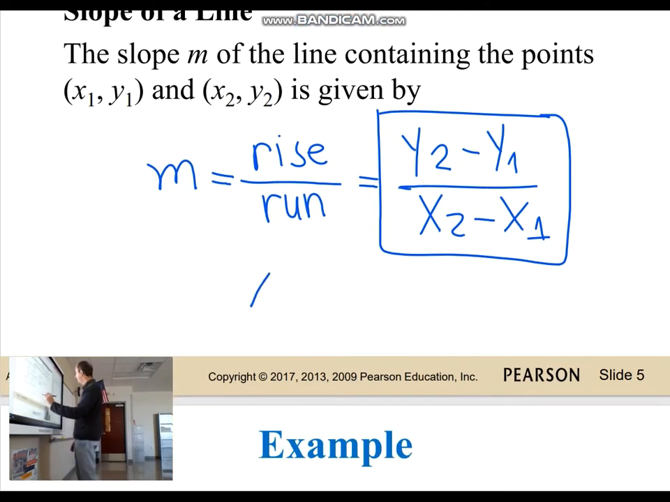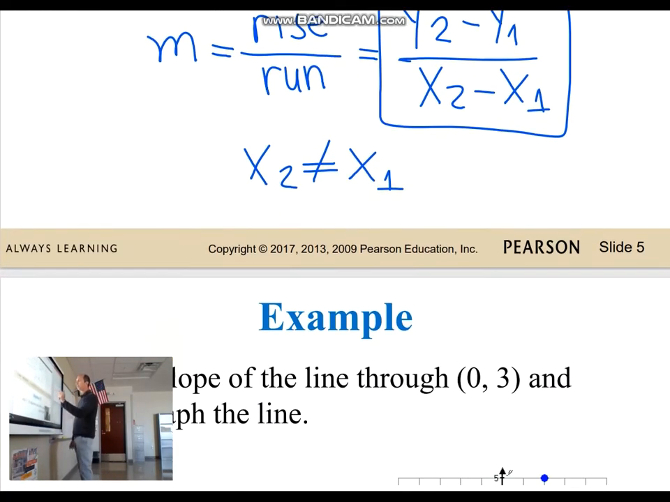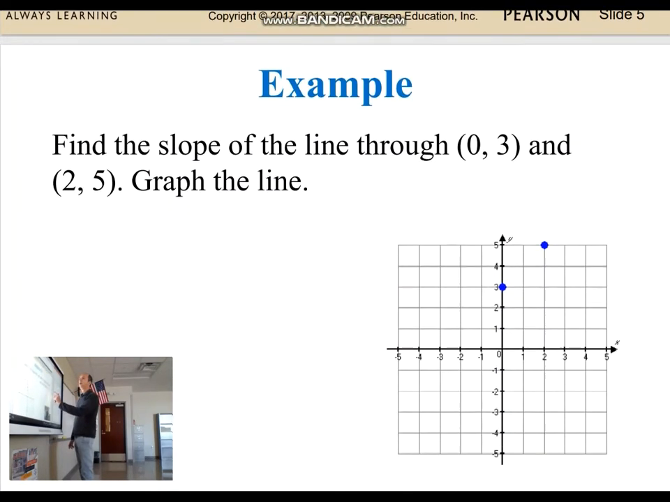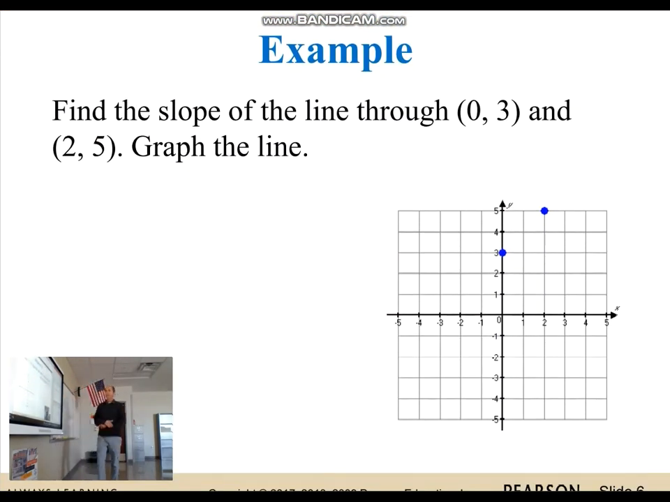Remember that x2 is different from x1. We need to have different positions on the x-axis. And we will apply it now in an example. Find the slope of the line through the points x equals 0, y equals 3, and x equals 2, y equals 5. Graph the line.